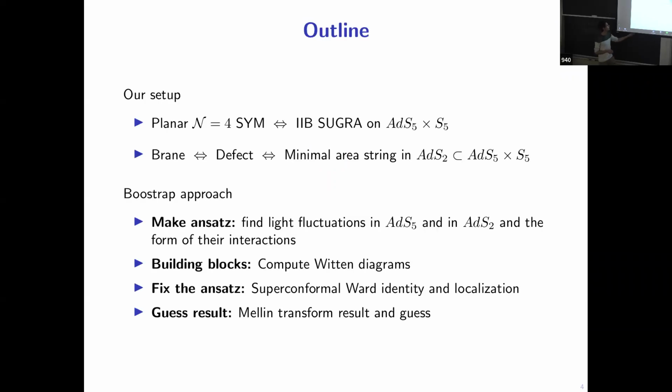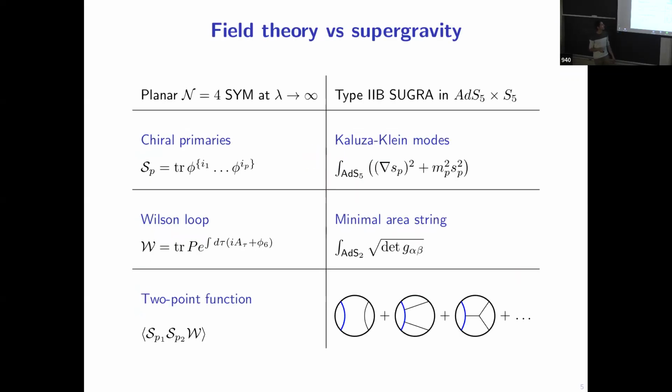So the first part is going to be understanding how to make these ansatz. So what are the fluctuations that contribute to the correlator? And then I'll quickly compute the building blocks and fix the result. So let's start to explain in more detail what we are studying here.